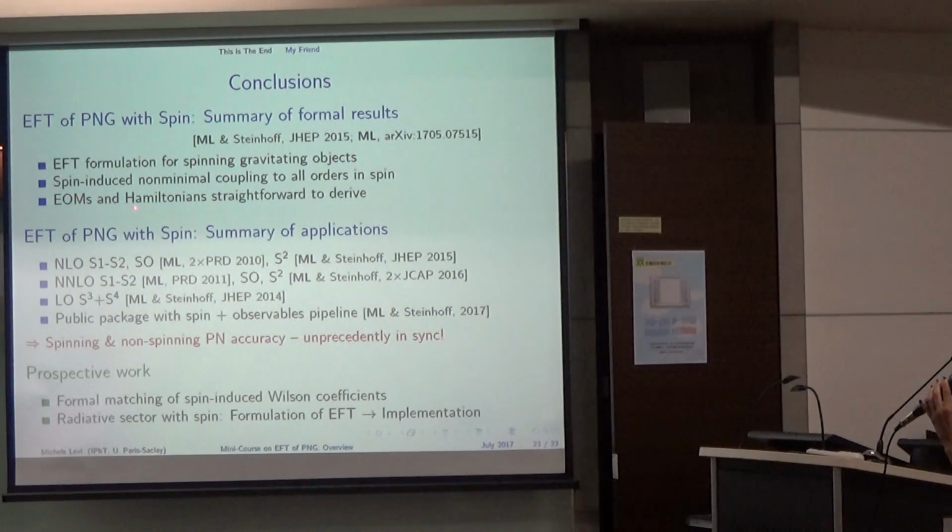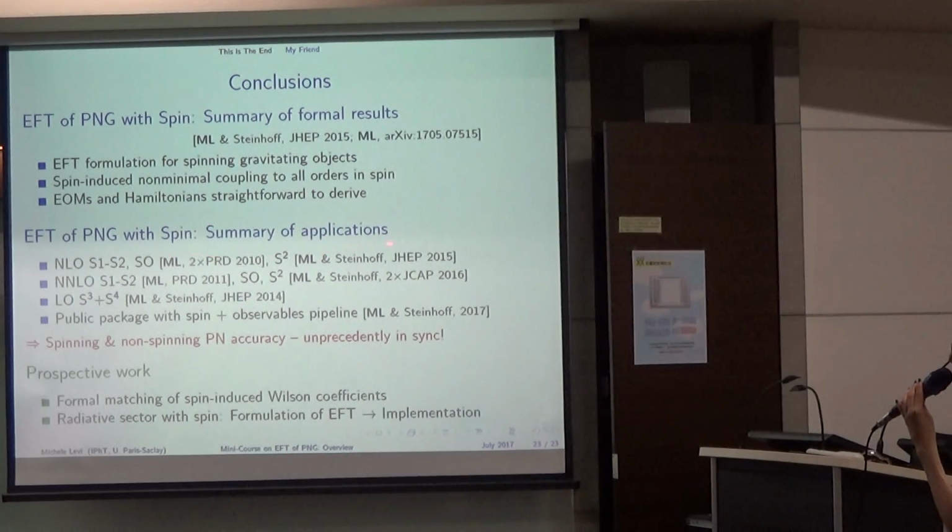And another consequence of the nice formulation that we provided is that quantities that are very desirable for gravitational wave people, which are just equations of motion and Hamiltonians, in our formulation, are straightforward to derive. And that was definitely not the case before. They were impossible to derive, actually.